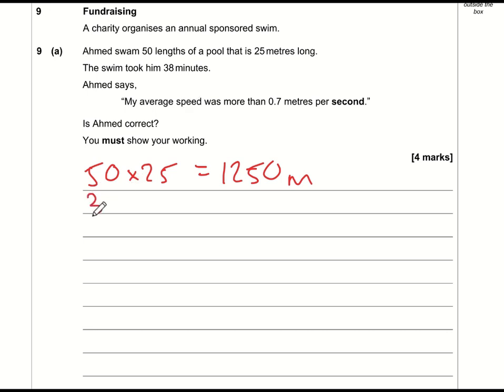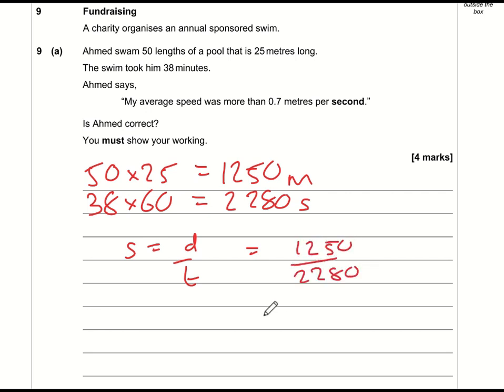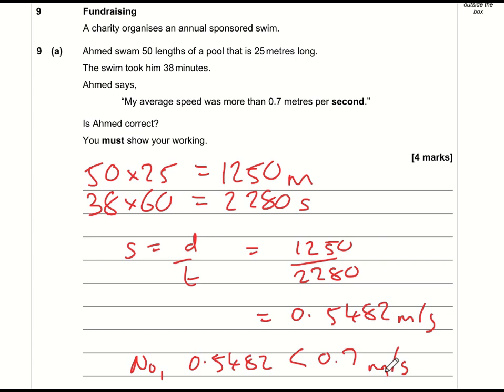Minutes we're turning into seconds, so 38 minutes multiplied by 60 seconds is 2,280 seconds. And we want his speed. Now, speed is the distance divided by the time, so that is a distance of 1,250 divided by 2,280, and that comes to 0.5482 meters per second. Was his average speed more than 0.7 meters per second? No, it wasn't. It was less. So the answer is no. 0.5482 is less than 0.7 meters per second.